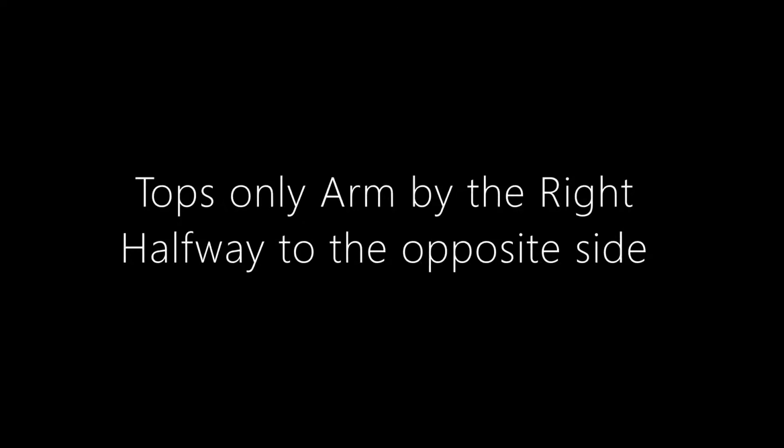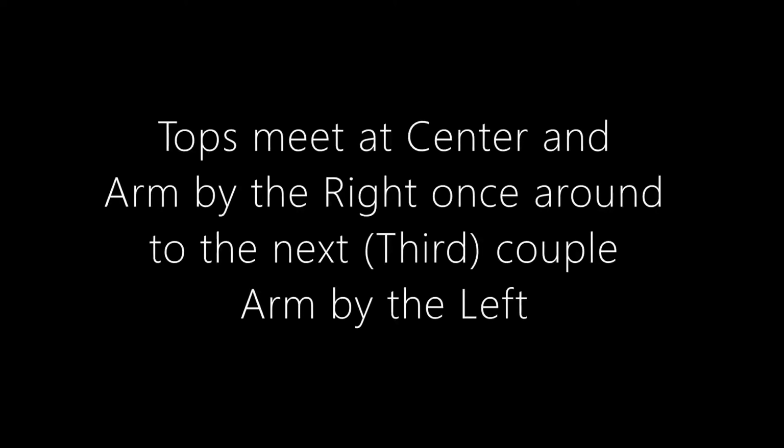The third stanza is what is called a reel. The tops only are going to arm by the right halfway to the opposite side, and then the tops will arm by the left with the next couple on the other side. That couple then stops and waits.